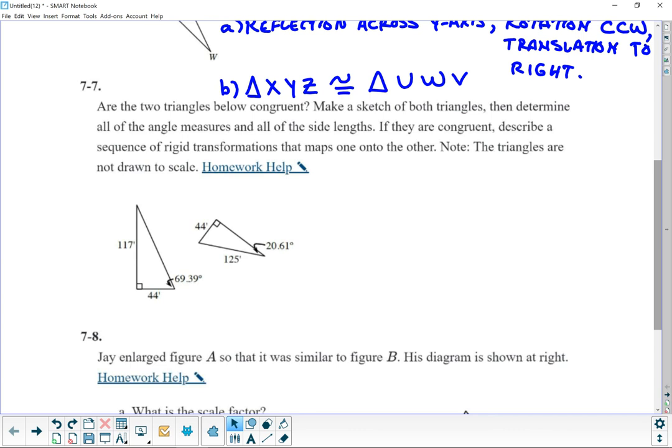The two triangles below are congruent. Make a sketch of both triangles, then describe all the angle measures and all the side lengths. If they're congruent, describe a sequence of rigid transformations that maps one onto the other. Note, the triangles are not drawn to scale.